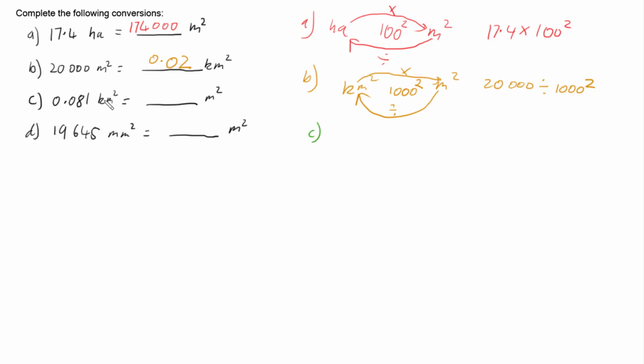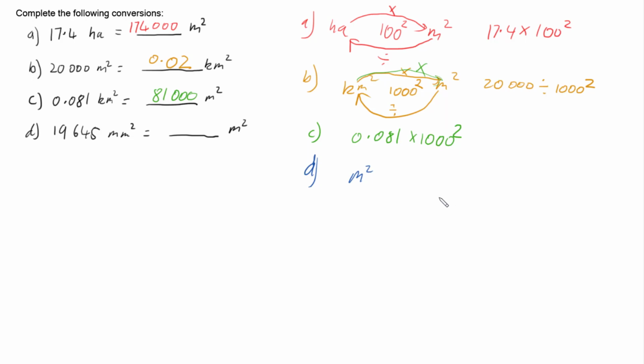Part C is we're doing it the other way around. We're now going from kilometers squared to meters squared. I've worked it out here. Kilometers squared to meters squared is we're multiplying. So we're going to do the 0.081 and we're going to multiply by 1,000 squared. So that's going to give us 81,000 square meters.